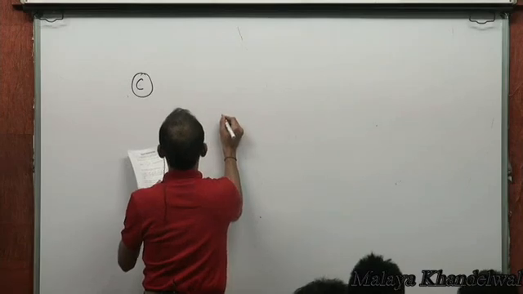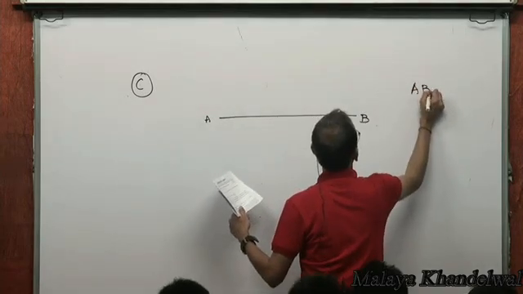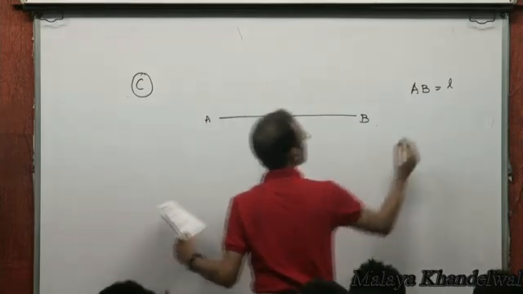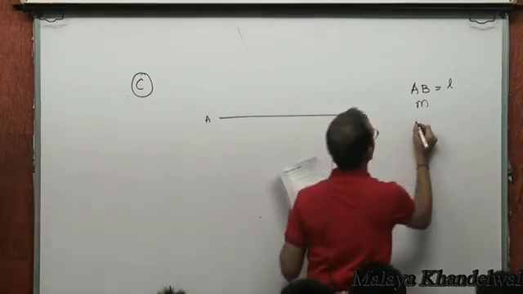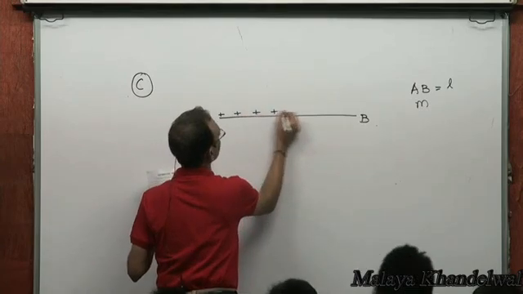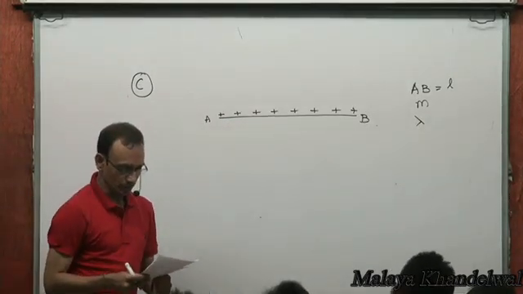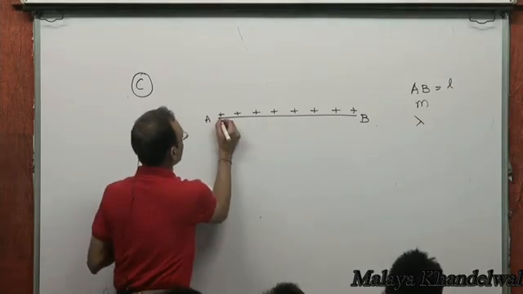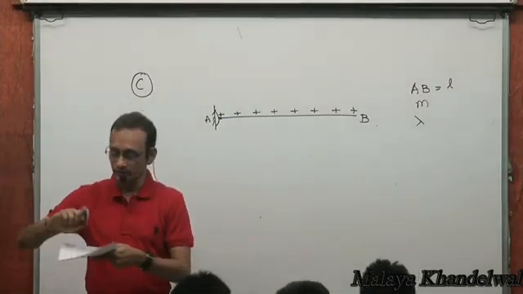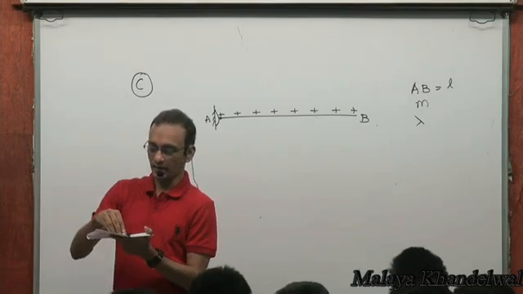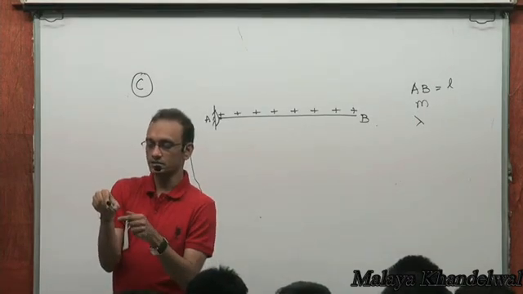Next we have problem C. A rod AB of length L, and of mass M, is positively charged with linear charge density lambda. That means charge per unit length on this rod is lambda. It is pivoted at A and is hanging freely horizontally like this. Pivoted at this end, say, and it's hanging freely. Right? Like this.